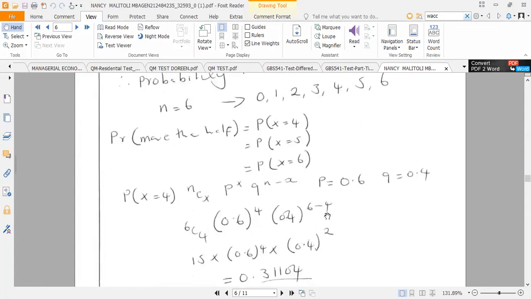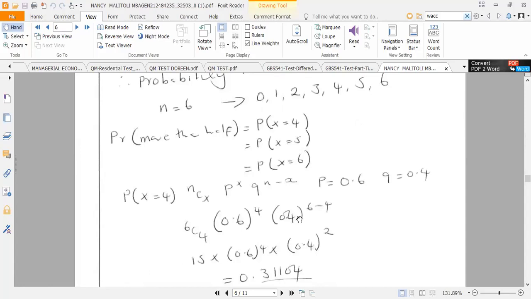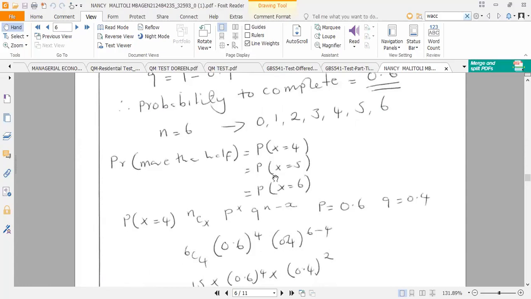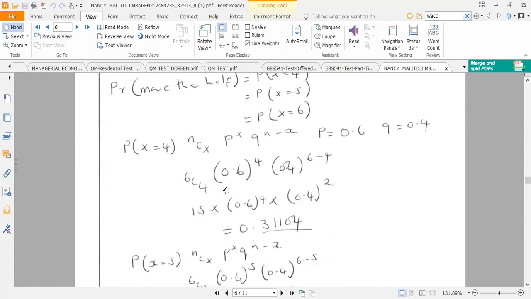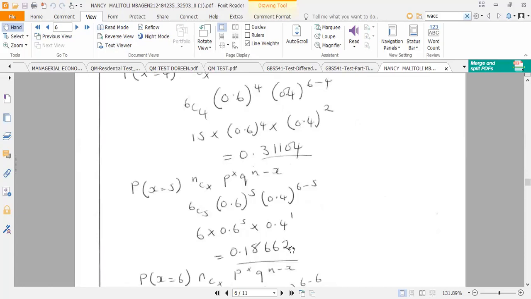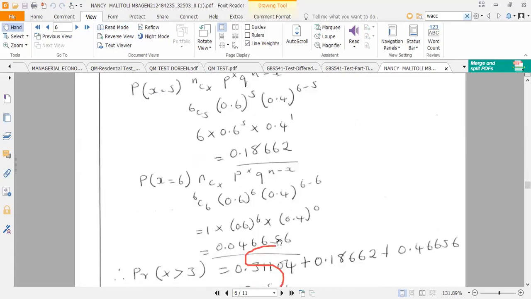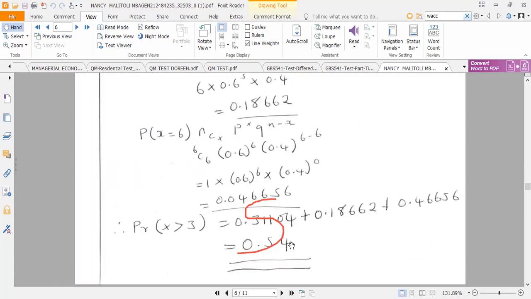Okay. So this was the question more than half. So meaning we're talking about probabilities of what? 3, 4, and 5. So probability of 4, you get 0.31104. Probability of 5 is 0.08664. When you add them, you get 0.544. Is that what you got? So 5 marks was given for this.